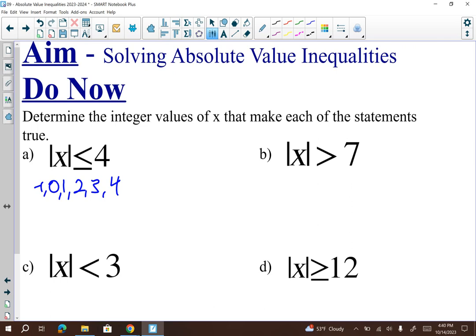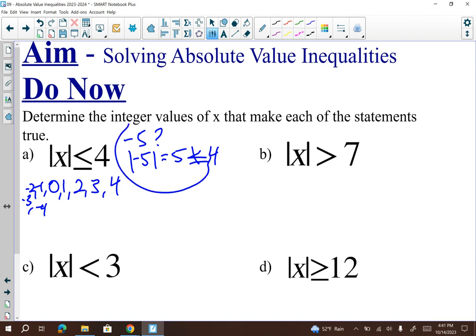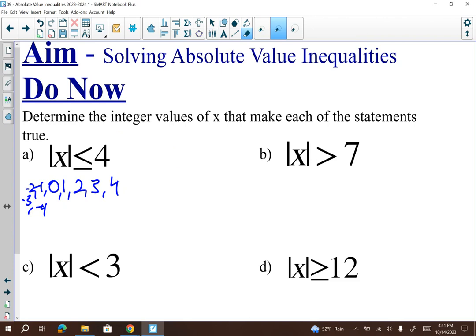Absolute value of -1 is less than or equal to 4. -2, -3, and then -4. Once we get to -4, absolute value of -4 is +4. That's less than or equal to 4. Would -5 work? No, because the absolute value of -5 is 5, which is not less than or equal to 4. So -5 would not work. So we'd include all the integers from -4 to 4, or really all the numbers between -4 and 4, if we take that conversation and expand it out of the integers.